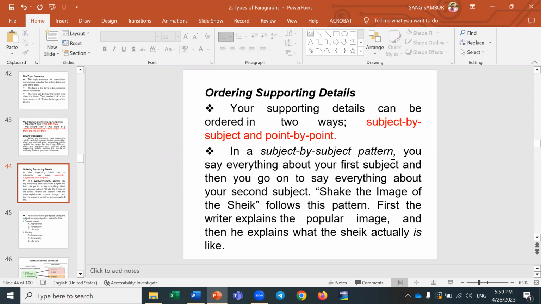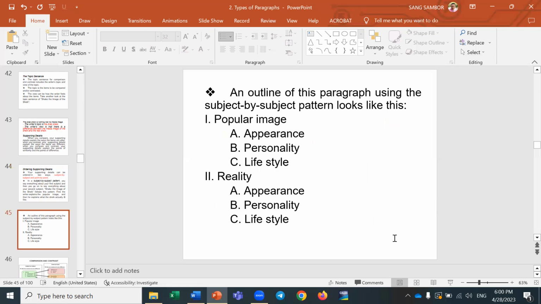In a subject by subject pattern, you say everything about your first subject, and then you go on to say everything about your second subject. The shake and its image follow this pattern. First, the writer explained the popular image, and then he explained what the shake actually is like. So that is the first pattern, the subject by subject pattern. You can have a look at an outline here to see what it is. An outline of this paragraph using the subject by subject pattern looks like this.